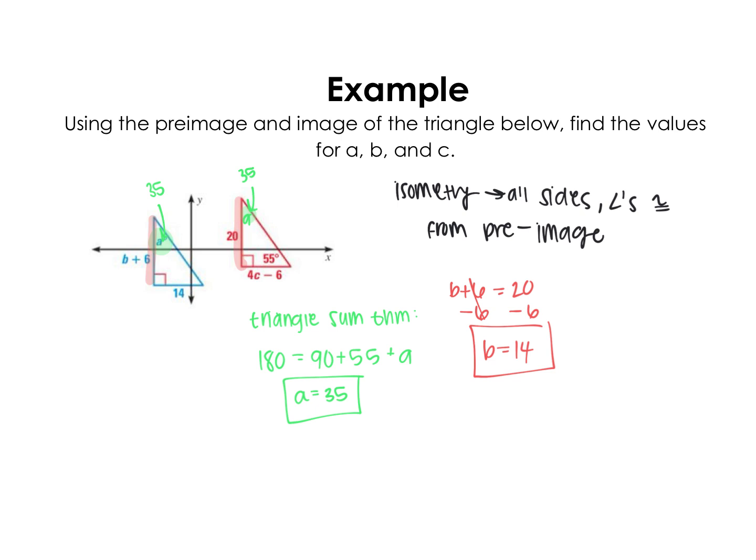Last but not least, I am noticing that we have C defined. C corresponds with this side, 14. So what we can do is say that 4C minus 6 is equal to 14. Then this just becomes an algebra problem where we want to add over your 6 to get 20. Divide by 4 to find that C is 5.